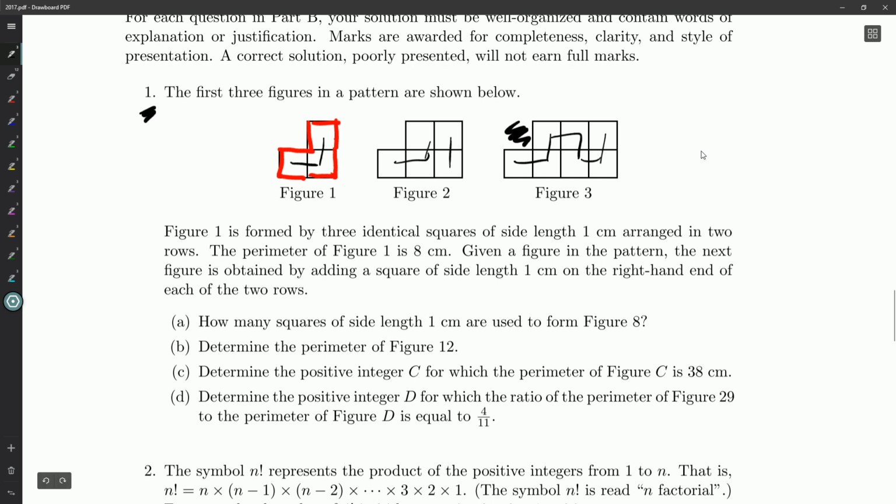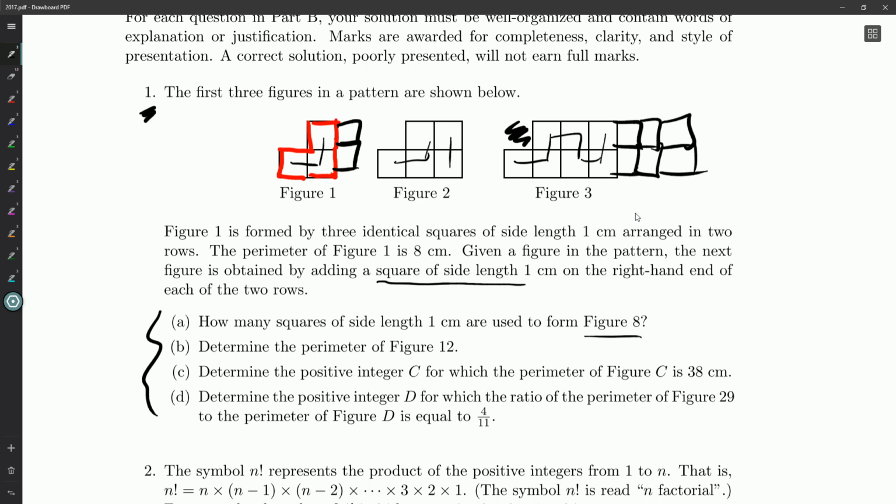Given a figure in the pattern, the next figure is obtained by adding a square of side length 1 centimeter on the right end of each of the 2 rows. So add a square, add a square. In figure 4, you add 2 squares, add a square, add a square. You've got figure 5, 6, and so on. Okay, a fairly plain pattern. We've got 4 parts here. How many squares of side length 1 are used to form figure 8?